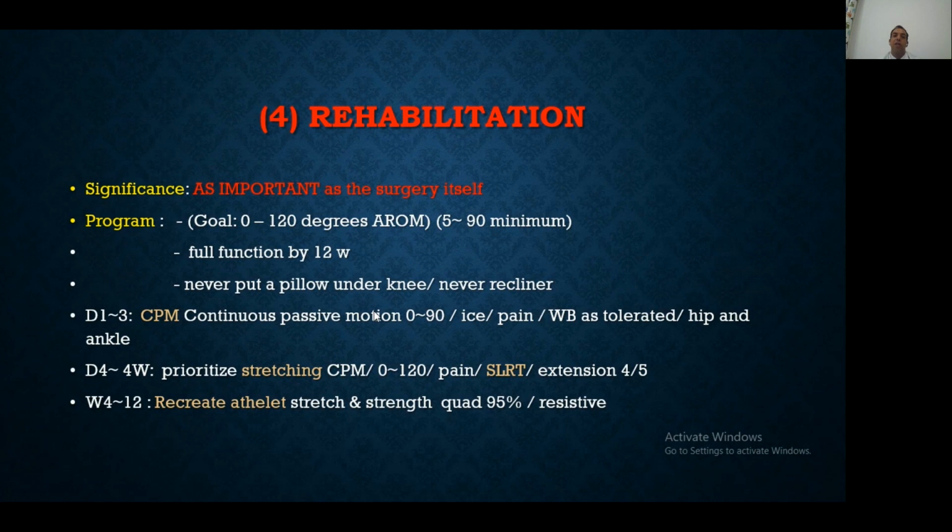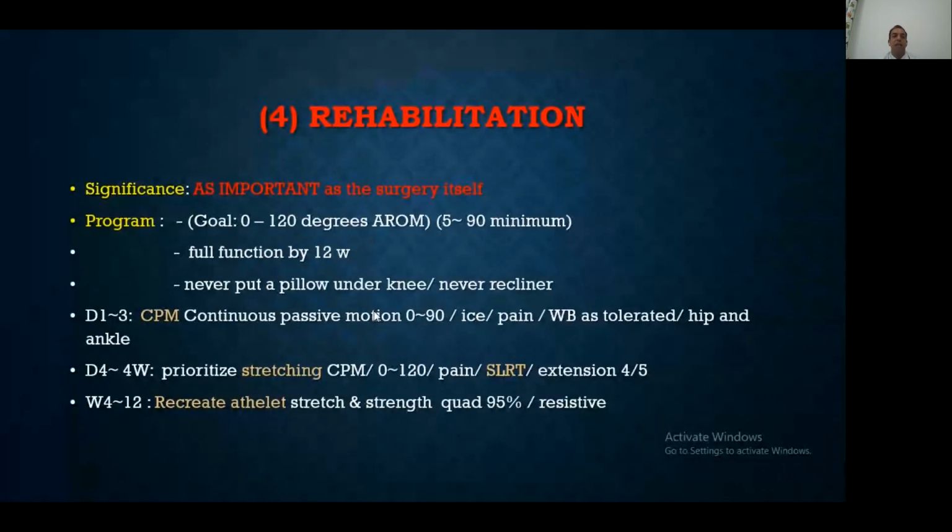So we ask the patient never to put a pillow under the knee and leave the knee flexed for a long time, and never to stay in a recliner for a long time, especially during sleep. So movement of the knee after the operation, you can know now, is extremely important. Leaving the knee without movement after the operation is extremely harmful.